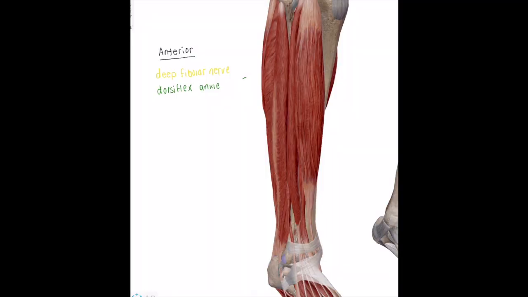So here's objective 4. It's my last one, and it's all the muscles of the leg. Next, we're going to go into different compartments of the leg. So first is the anterior, and it's innervated by the deep fibular nerve, and its action is to dorsiflex the ankle. So highlighted here is the tibialis anterior, and then the extensor hallucis longus, and the extensor digitorum longus.